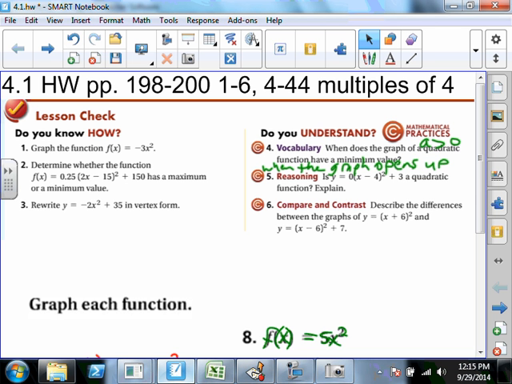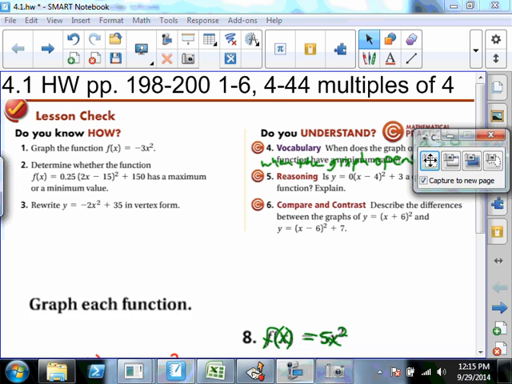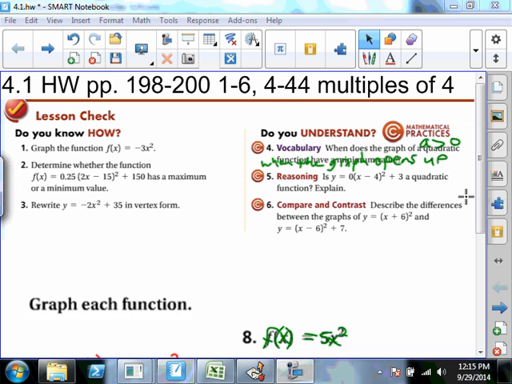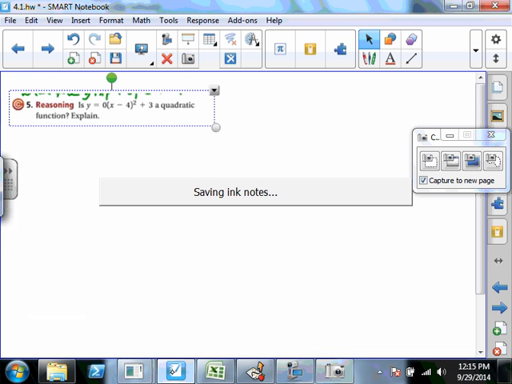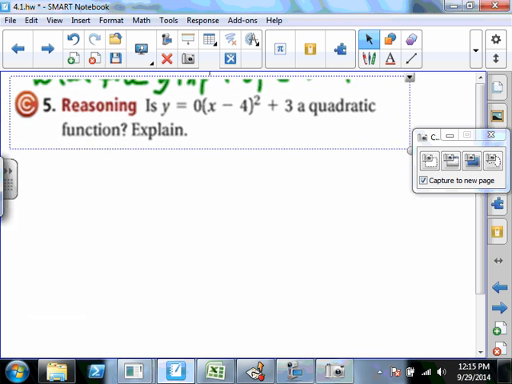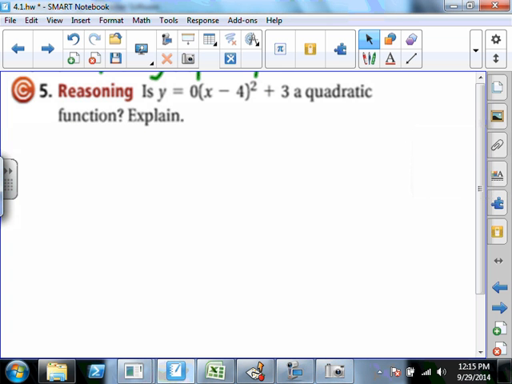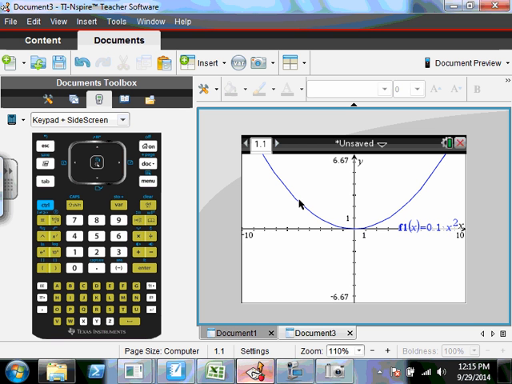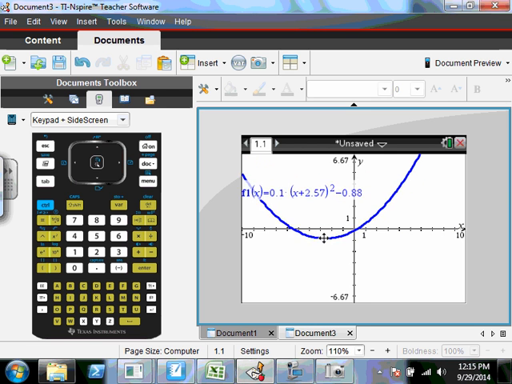So let's take a quick look at number 5. It says, is this function quadratic? Explain. Number 5, is this quadratic? Explain. I'll bet that somebody knows. I'm not allowed to bet in school, but I'll bet that somebody knows the answer to that. Let's just go back to this graph for a second. Let's move this around.